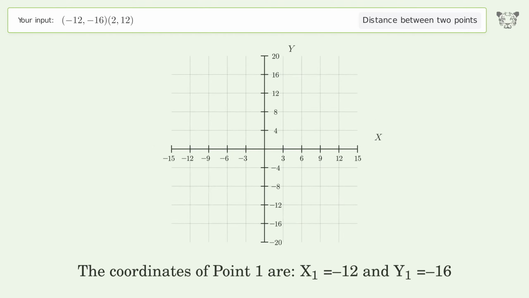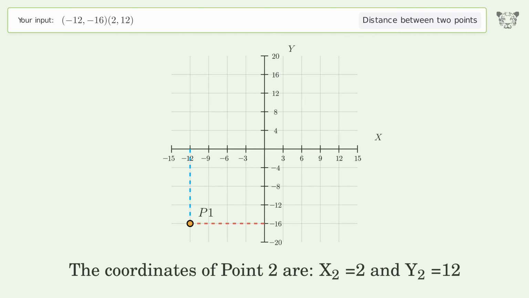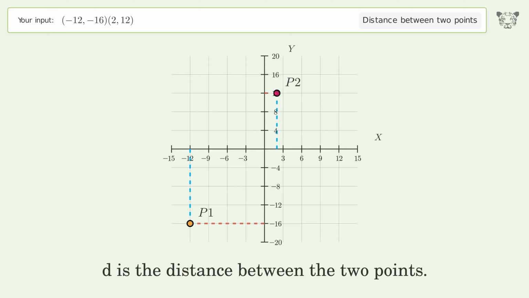The coordinates of point 1 are x1 equals -12 and y1 equals -16. The coordinates of point 2 are x2 equals 2 and y2 equals 12. D is the distance between the 2 points.